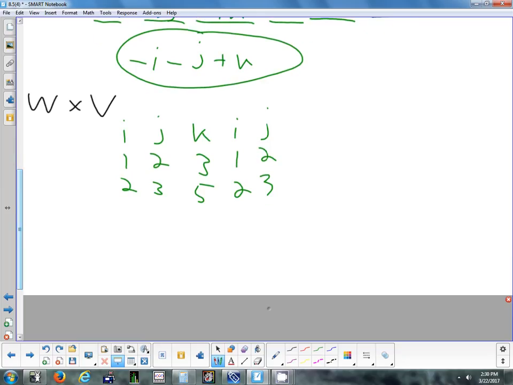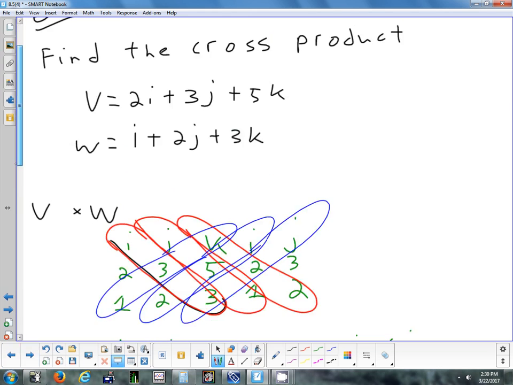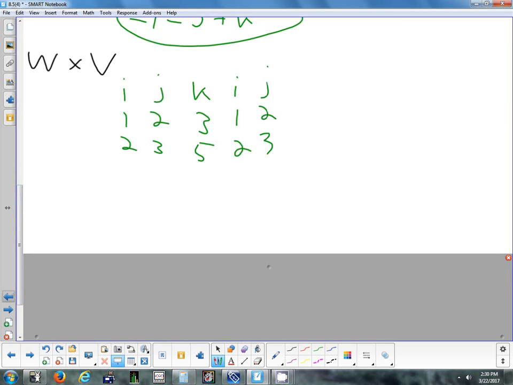I mean, we don't need to. We're going to multiply all the diagonals that go down and to the right. Somehow you got to remember down and to the right are the ones you add. Okay? So what's i times 2 times 5? 10i. What's j times 3 times 2? 6j. And what's k times 1 times 3? 3k. And now we're going to subtract. Minus 4k.